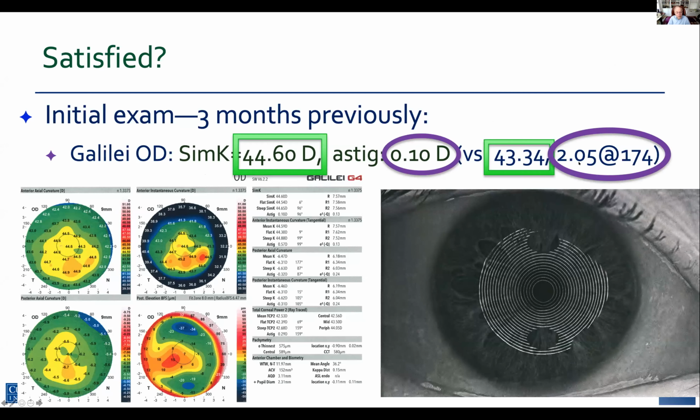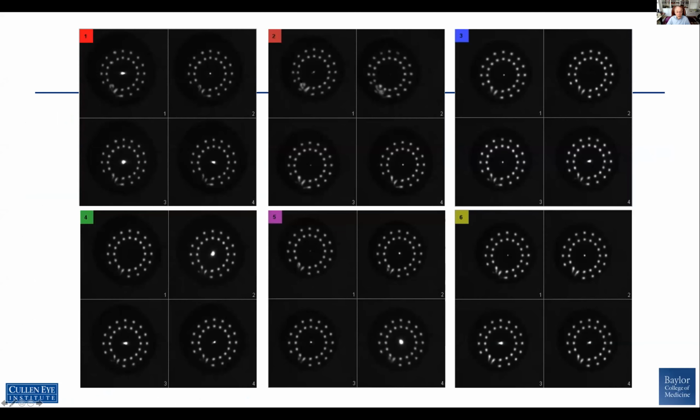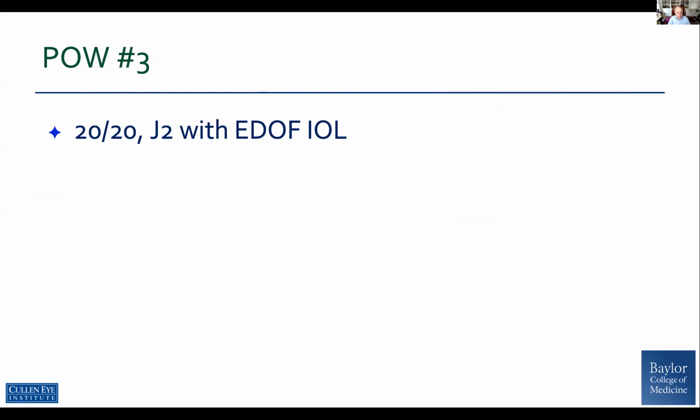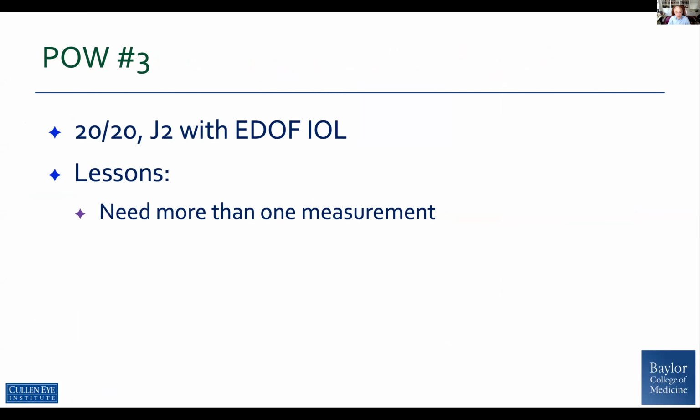So we looked at the Myers for the LensStar, and you can see all the distortions down there in the same spot that the IOL Master was missing data. And we treated the surface, and 6 days later, everything looked good. And he got a standard IOL. He had no astigmatism. So you need more than one measurement.